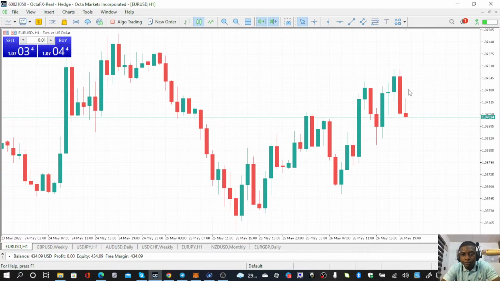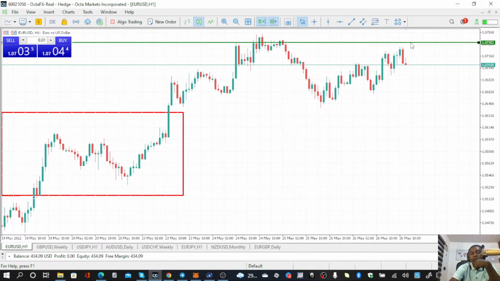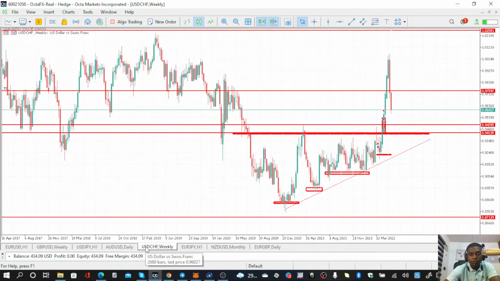Now, because of this 1 hour time frame, we won't be taking this trade immediately. So we'll wait for it to actually close above this level. Once it closes above that level, then it is a confirmed bullish market.